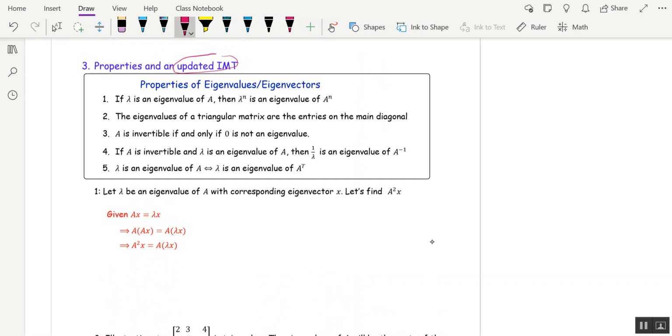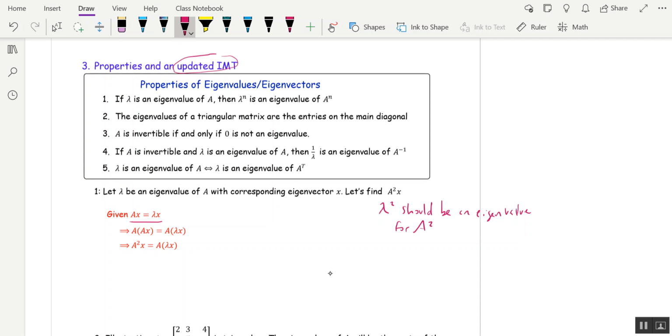All right, now let's go back to examples of these other properties. For property 1, I'm just going to show you with A squared. So let lambda be an eigenvalue of A with corresponding eigenvector x. What that means is Ax equals lambda x. We're going to find A squared x, and we should see that lambda squared is an eigenvalue for A squared, according to property 1. But let's see why it's true.